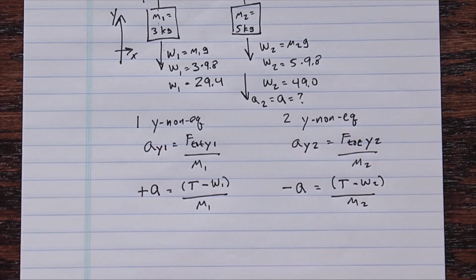Now, if we assume incorrectly about the direction of the acceleration, that's okay. What will happen in the end is we would get a negative sign for A. So you can make these assumptions and you'll know that they're right when you get a positive number, or that they were wrong when you get a negative number.